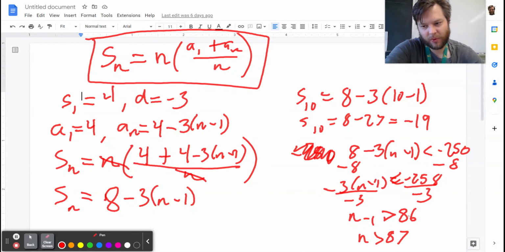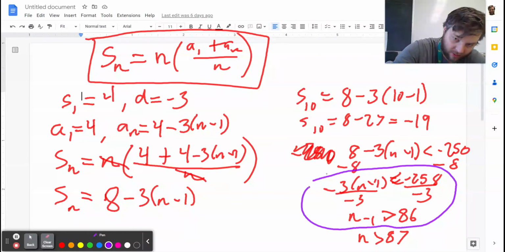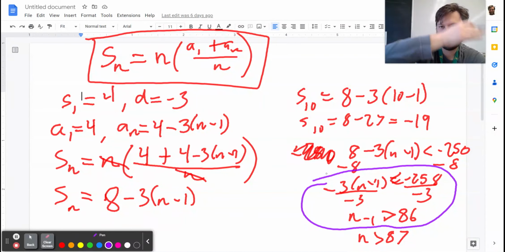So one weird moment here that you may have forgotten about is when I was dealing with this inequality, when I divided by a negative, it switched the direction around. So it's actually that n is bigger than 87 to make your sum smaller than negative 250, which kind of makes sense because your numbers are getting more and more negative. So after 87, you're going to be below negative 250 for the value of the sum.